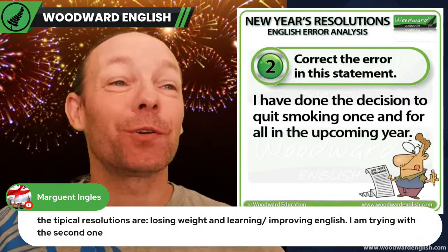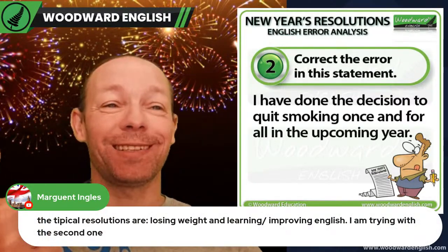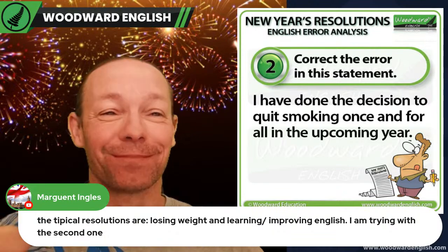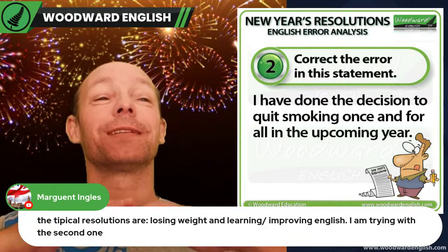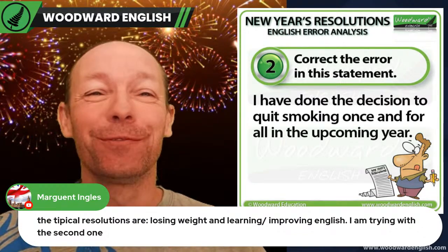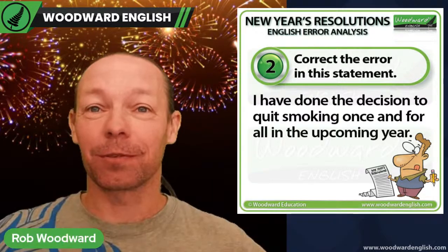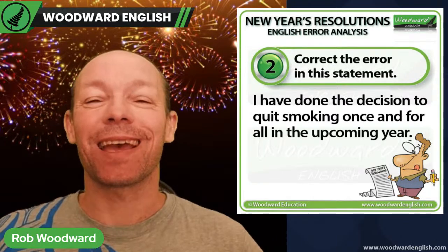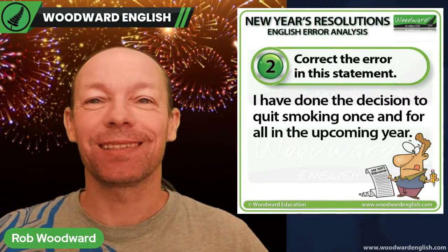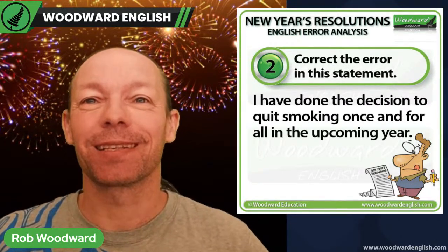exactly. The typical resolutions are losing weight. Fortunately, the camera only goes to this part. And improving English or learning English. I'm trying the second one. Well, you've come to the right place. Exactly. It is. I can see Romi's got it right.